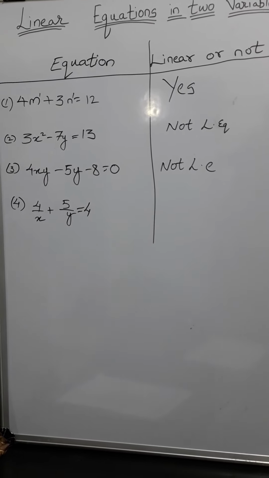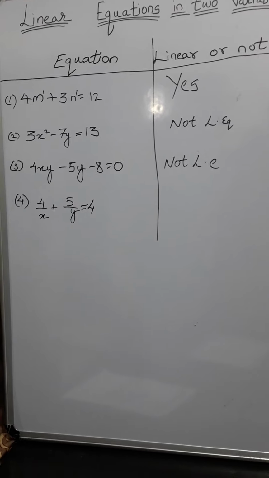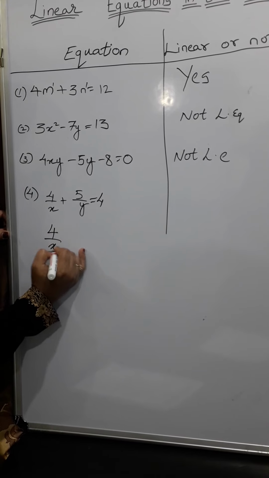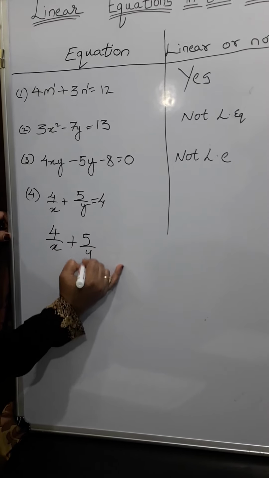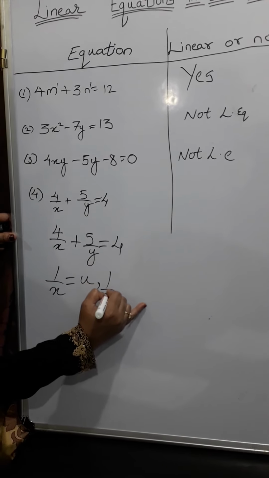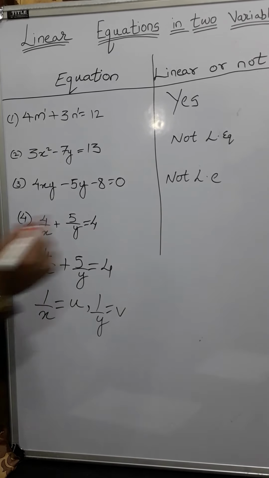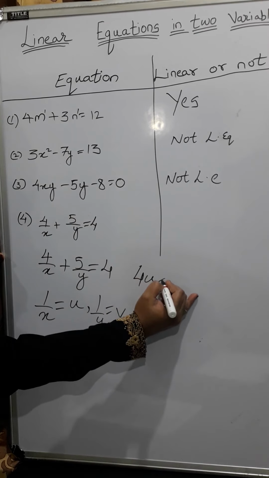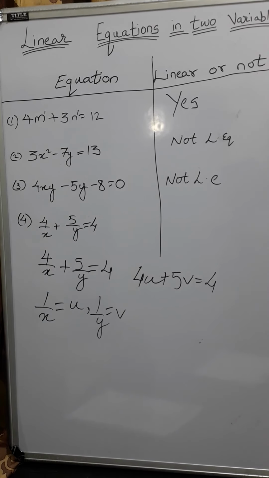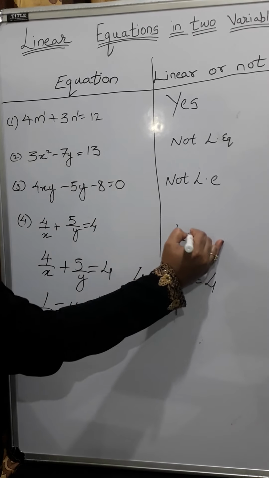Now if we take another equation, that is 4 by x plus 5 by y is equal to 4, this equation is a linear equation. Why? Because if we substitute 1 by x as u and 1 by y as v, how does it come? 4u plus 5v is equal to 4. Now here the variables have degree 1, so this equation is a linear equation.